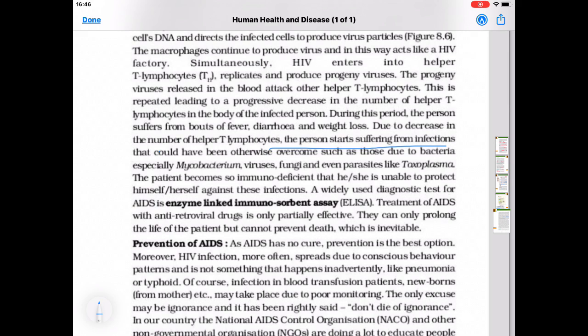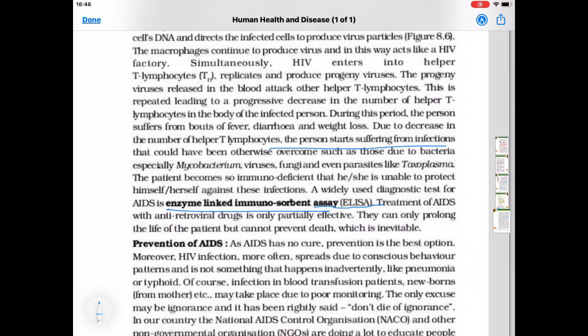A widely used diagnostic test for AIDS is ELISA. Full form is Enzyme Linked Immunosorbent Assay. Treatment of AIDS with antiretroviral drugs is only partially effective. They can only prolong the life of the patient but cannot prevent death, which is inevitable.